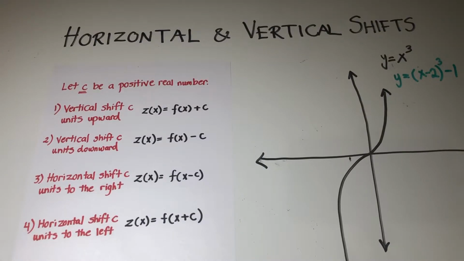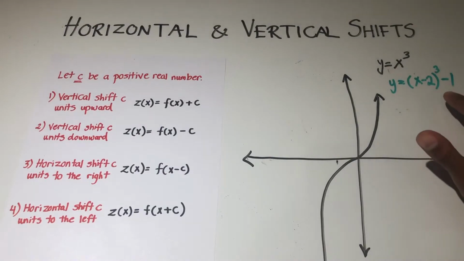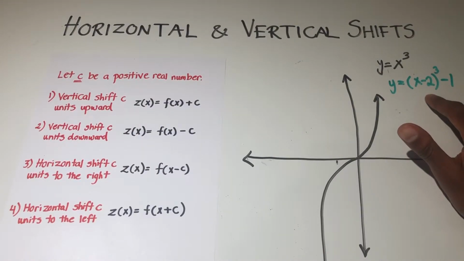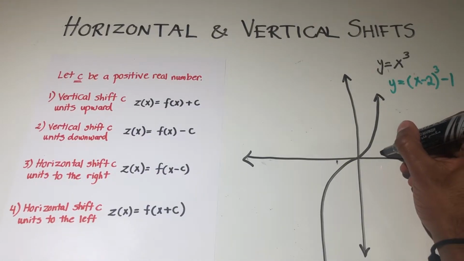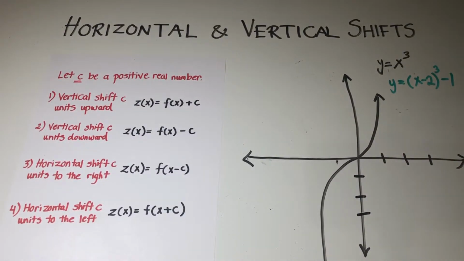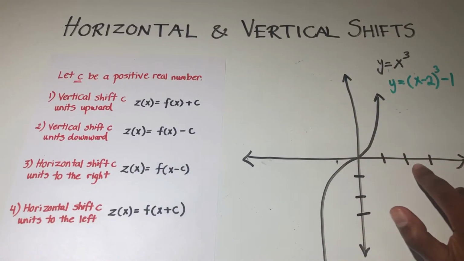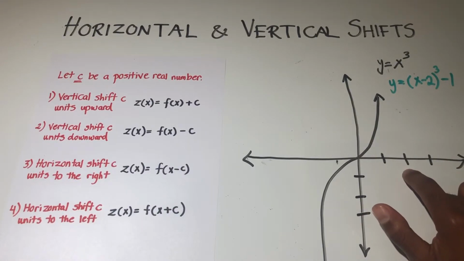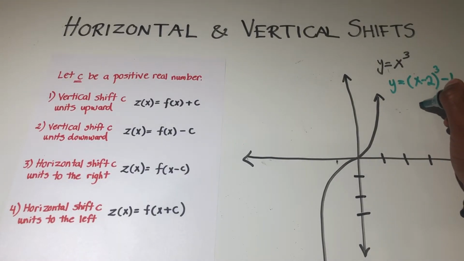So what are the shifts that happened here? Well, we can see that the graph moved 2 units to the right and it shifted 1 unit downwards. So if we were to mark off some increments here, let's say 1, 2, and 3, the whole graph moved 2 units to the right. So 1, 2, and then 1 unit down. So it would look something like this.